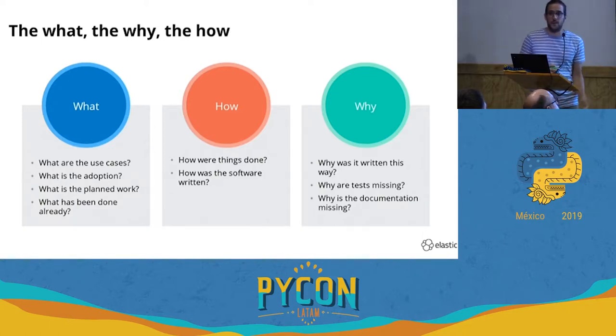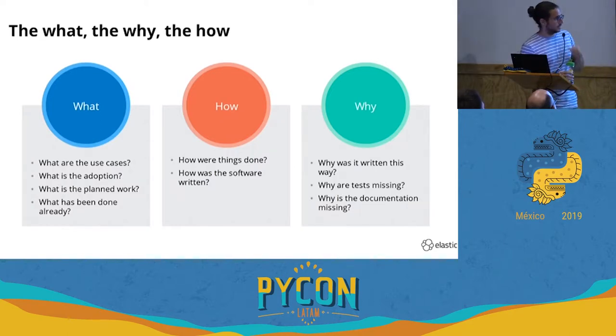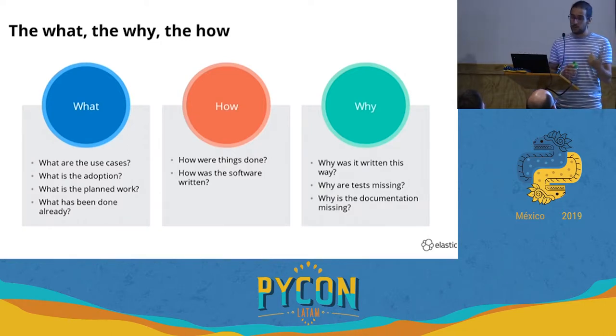Then you start understanding how the software was implemented, how things were done, and especially how the software was written. And you've got to do that without judging the why, without going through why this guy wrote this thing this way. The reason is that understanding the why is extremely important, because sometimes people are forced to do things even though they don't entirely agree with the way they're done.